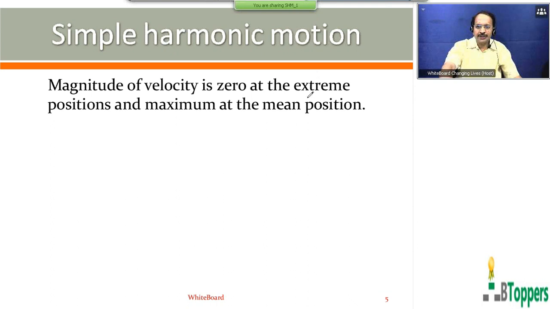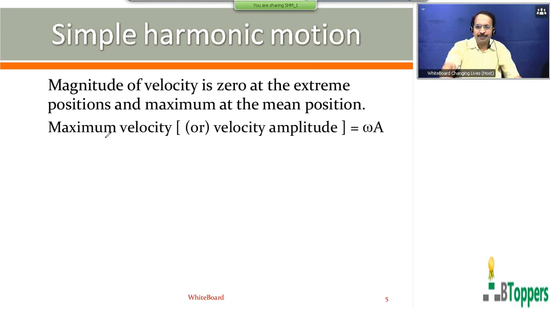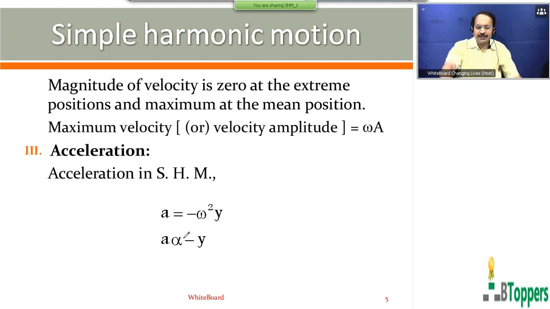Velocity is 0 at the extreme positions and maximum at the mean position. Maximum velocity or velocity amplitude equals omega into A. Acceleration in SHM is given by a equal to minus omega square y, or a proportional to minus y. Omega is called the angular frequency of oscillations. Take a pause and finish writing the notes up to here. I'd like to show the continuation of this.